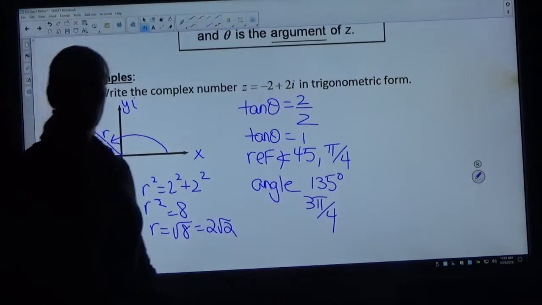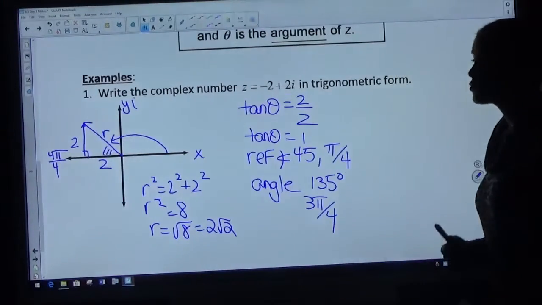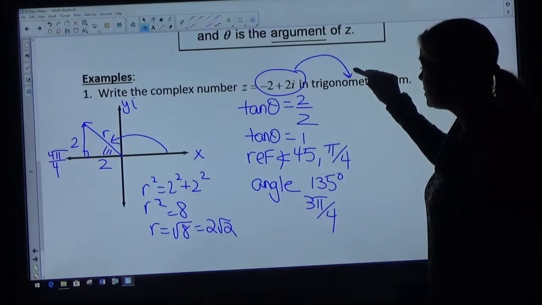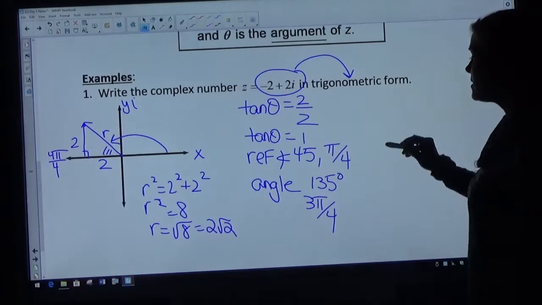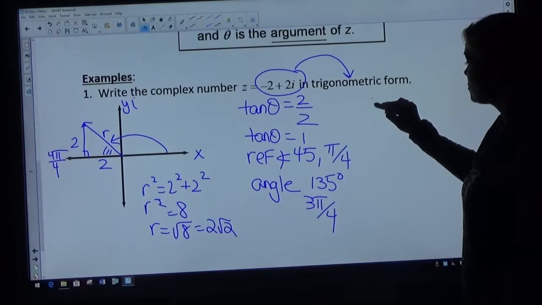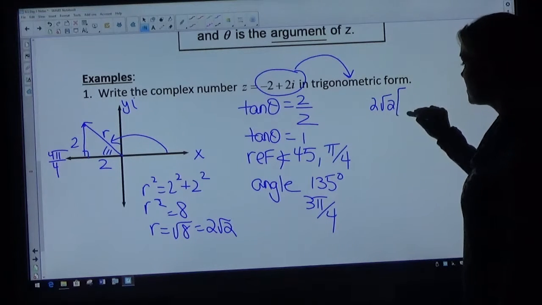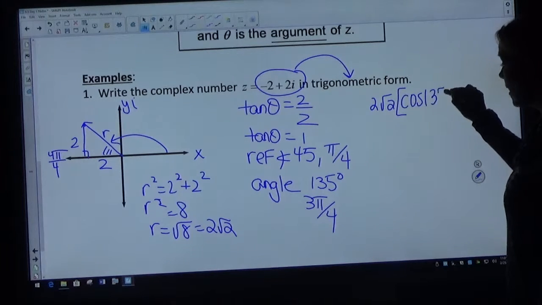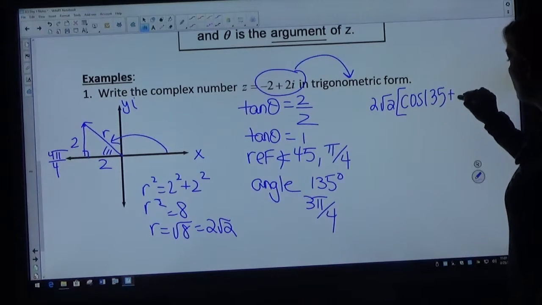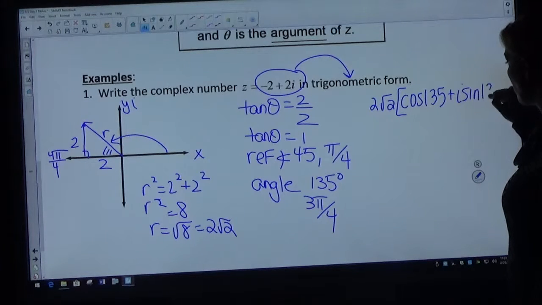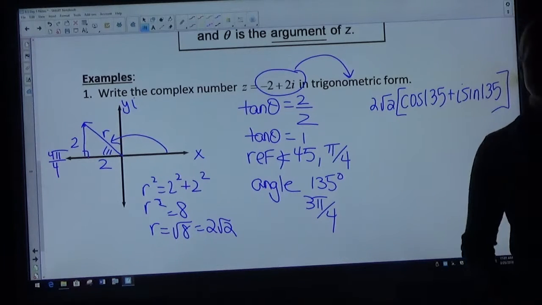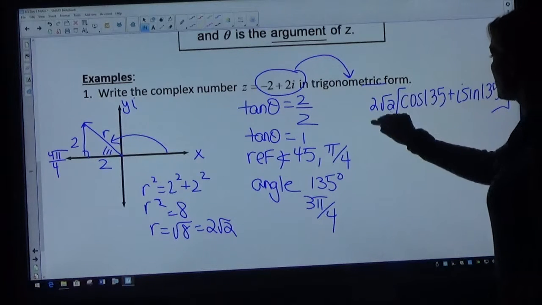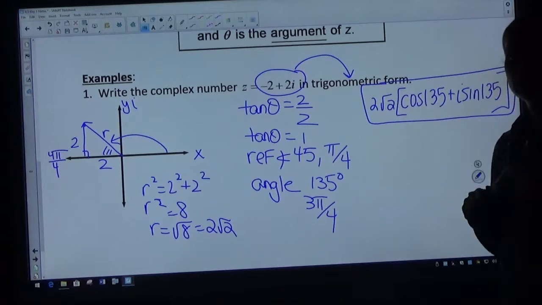So, to now write my answer in terms of trig form, and that's the goal, is to take this guy and convert it to trig form, I'm going to get r, which is 2 radical 2, times the cosine of the angle, which is 135, or 3 pi over 4, plus i sine of 135. That's it. That's how I convert this to trig form. So, there's my answer. Nothing else to do.